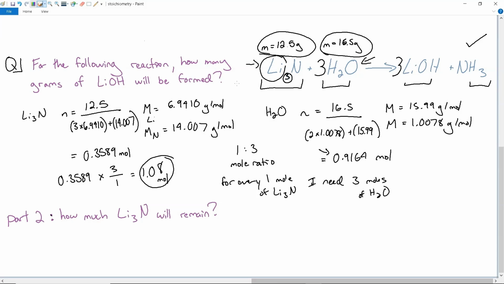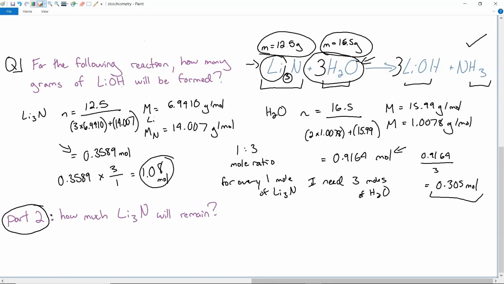And I can tell that this is much larger than 0.91. So I don't have enough water to react with all of the lithium nitride that I have. However, I need 3 times as much water as I do lithium nitride. So if I work backwards, starting from my amount of water, if I divide this value by 3, I'm going to see how much lithium nitride I need to get rid of all of my water. And turns out I only need 0.3 moles of lithium nitride. What this means is water is my limiting reactant because I only need 0.3 moles of lithium nitride to use up all of the water that I start with. And when that's done, I'm going to have an excess amount of lithium nitride.